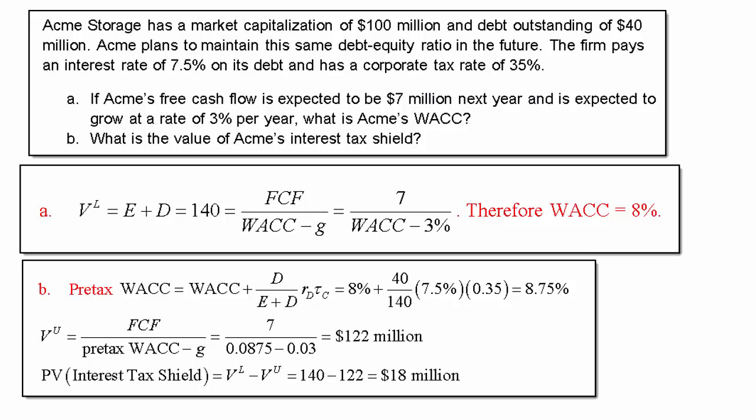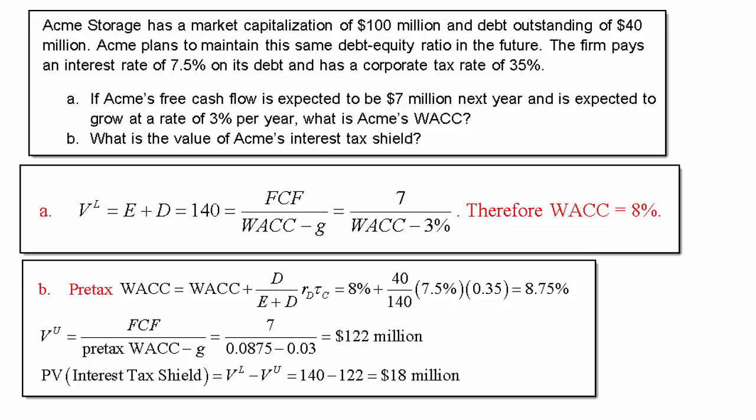And what do we come up with? We take the 8% we already solved for the weighted average cost of capital. That's on a post-tax basis. And we add in the $40 million of debt divided by equity plus debt, and then we multiply it times the 7.5% interest rate on its debt times the tax rate. When we calculate all of that, we come up with 8.75%.